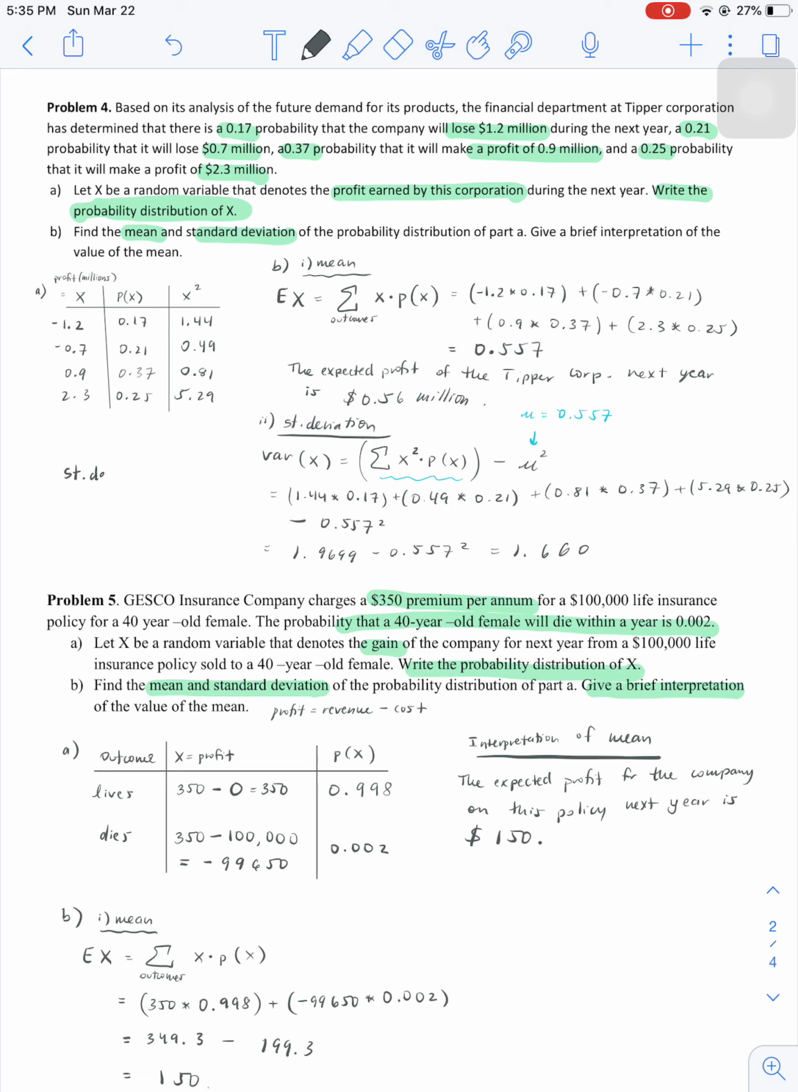So lastly, to find the standard deviation, that's just the square root of the variance. So it's the square root of 1.660. Let's plug that in and see what we get. That should be approximately 1.288. And that's our final answer for the standard deviation of x.